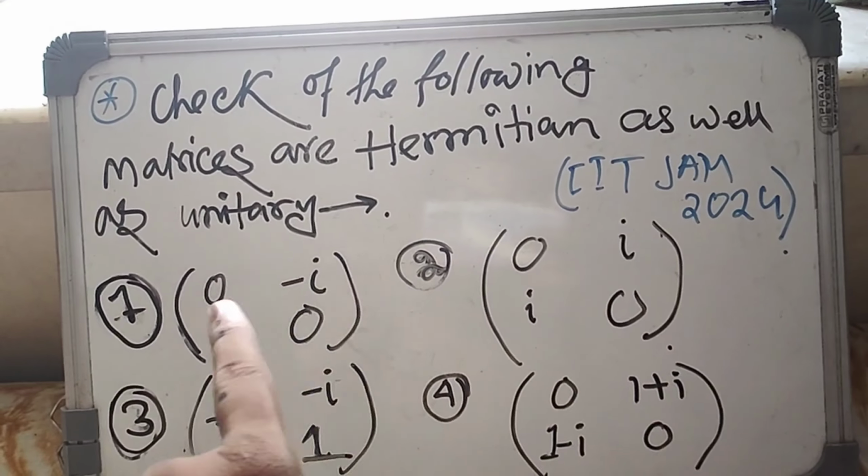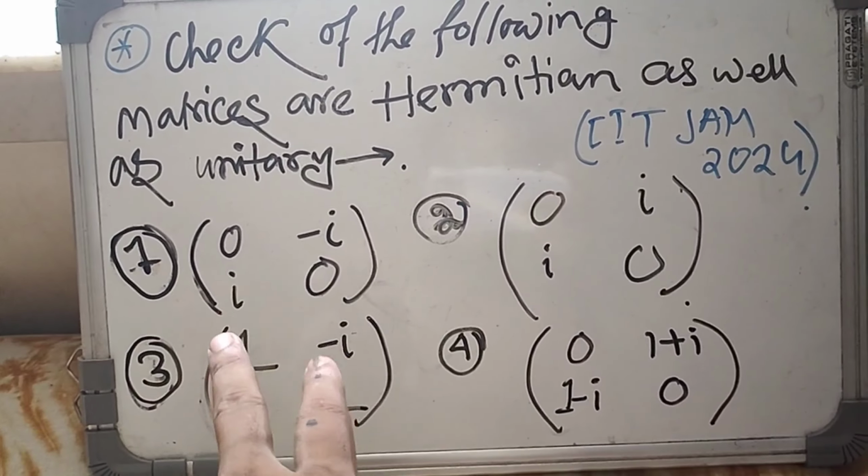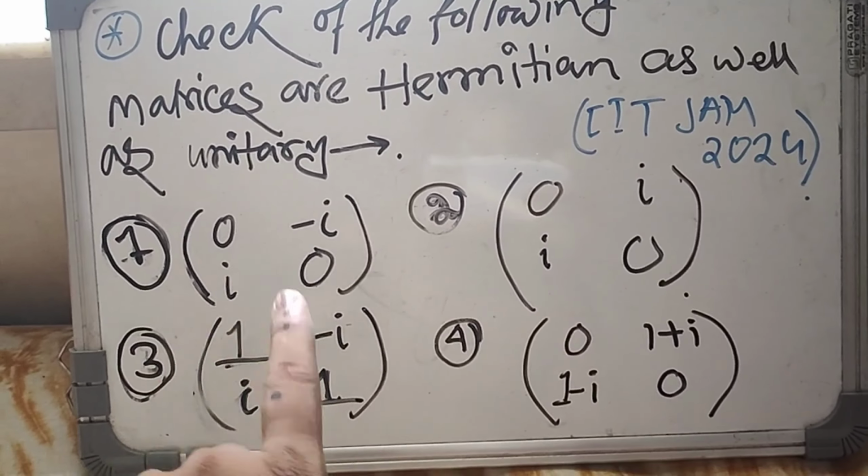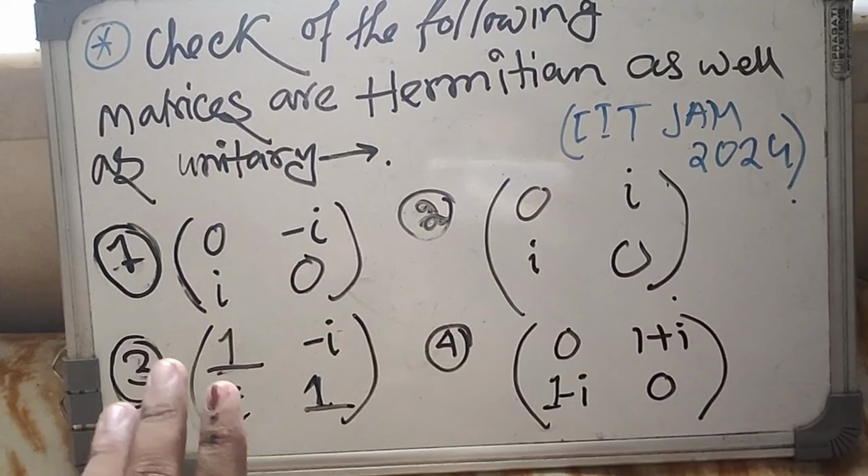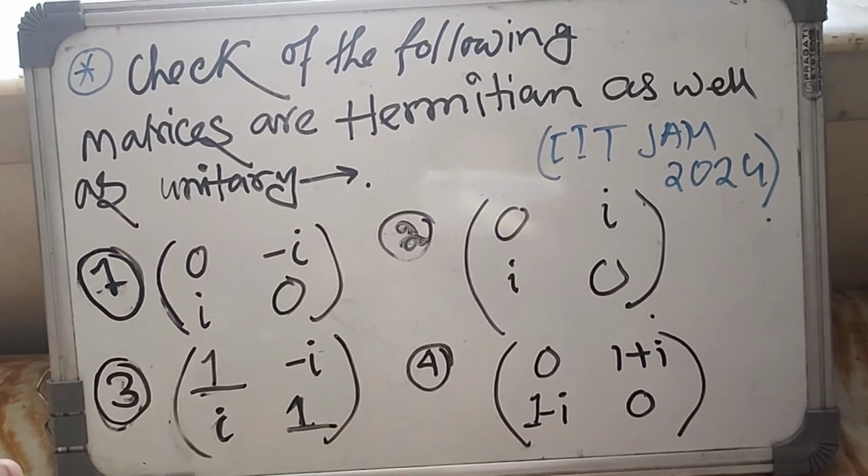Check whether the following matrices are Hermitian as well as unitary. This is a problem from IIT JAM PYQ 2024. We will go through every example and check one by one whether they are Hermitian and unitary, or whether they satisfy both conditions. We will go through the shortcut tricks in detail.